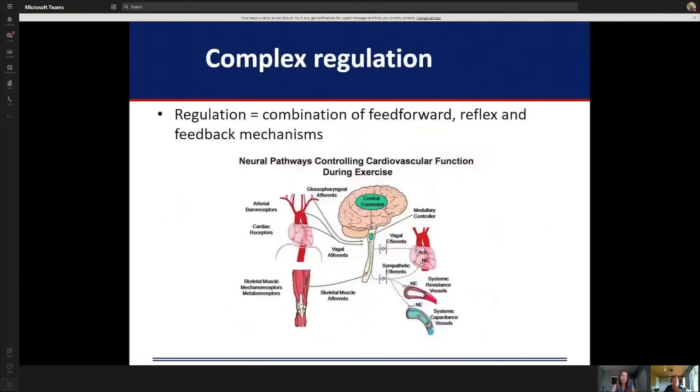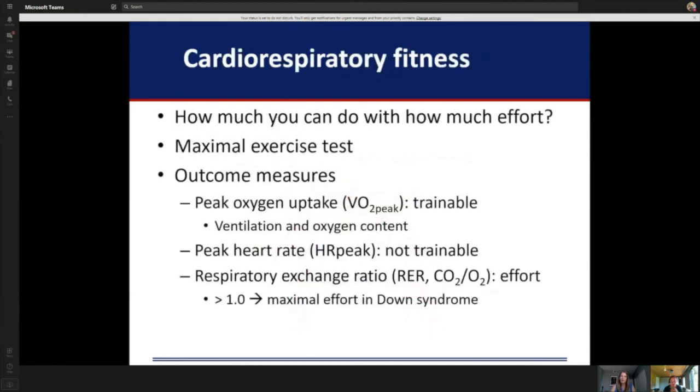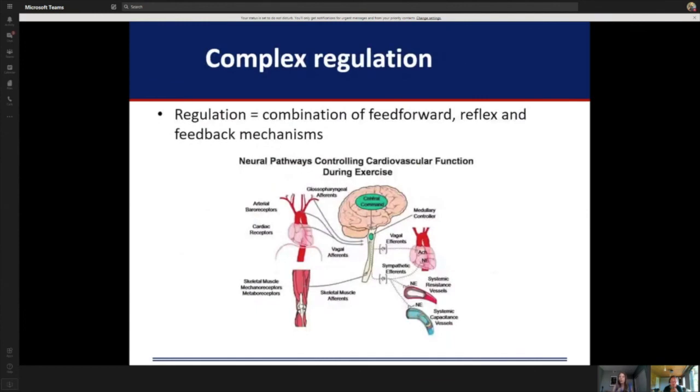So if you would go for a sprint, and then go through different activities in that sprint, for example, like a jump, there are all these different feed-forward reflex mechanisms, feedback mechanisms that all work in concert to regulate every single moment of responding to exercise. And not just exercise, pretty much everything in our environment, but this is going to be applicable to exercise. With this complex regulation, in the max test, all those systems are activated.